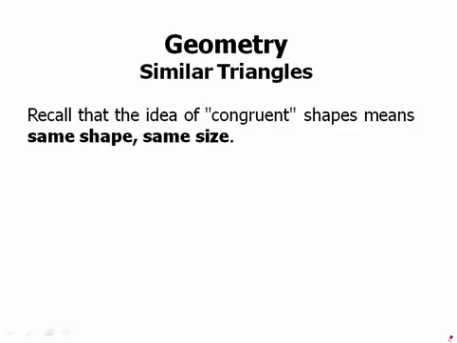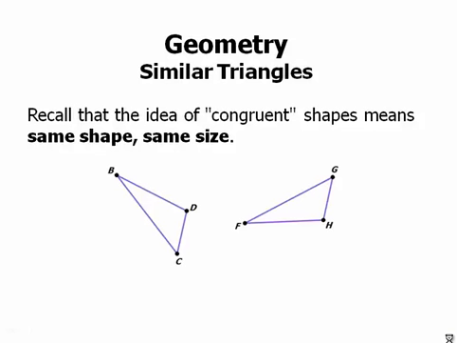Now we can talk about similar triangles. Recall the idea of congruent. If shapes are congruent, it means they have the same shape and the same size. So for example, these are two congruent shapes. They don't have to be in the same orientation. We can flip them around, we can rotate them, but these are essentially the same shape.